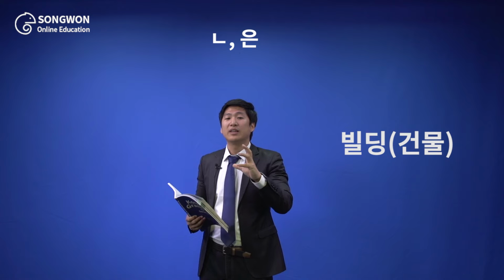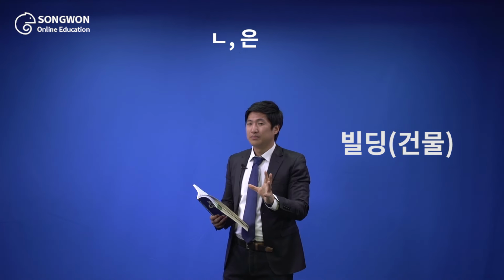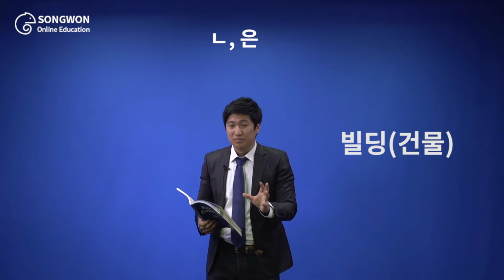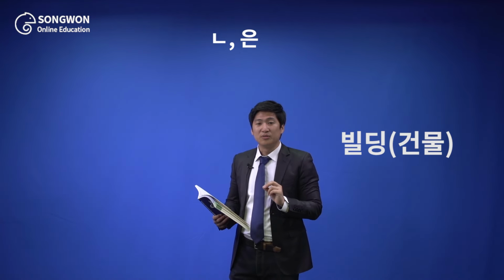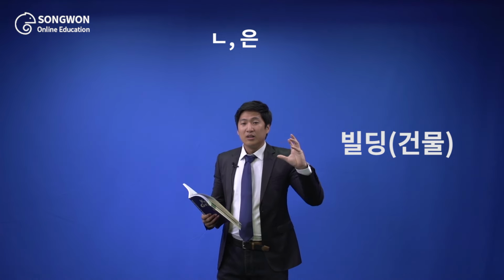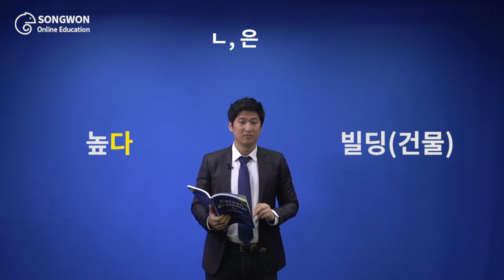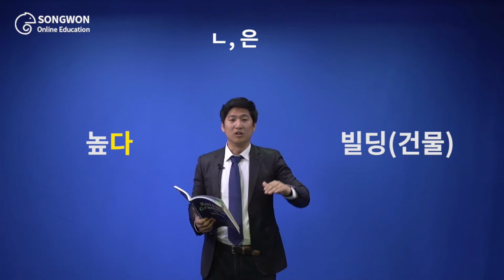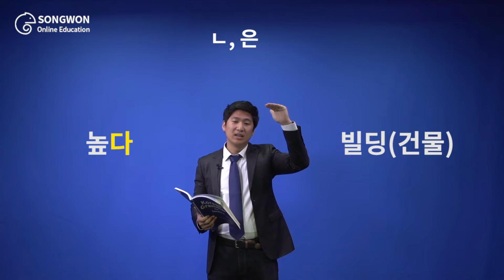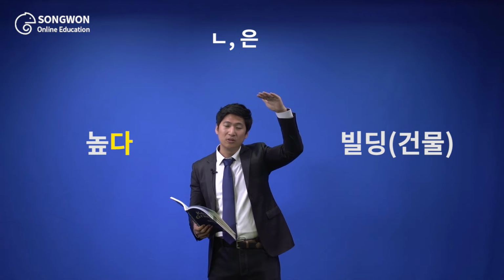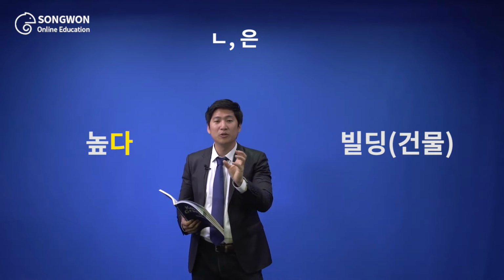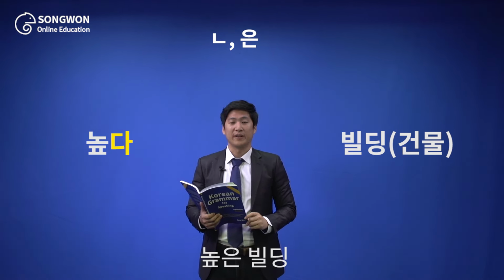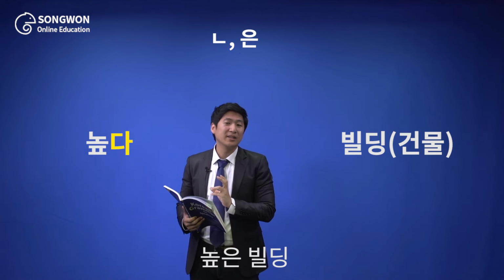How about building? We just say building. Or we have a word 건물. But we use building more often, so we can use building. Tall building. Tall is like 높다. So the height is tall. So 높다. Then how do you say tall building? 높은 building. Perfect.